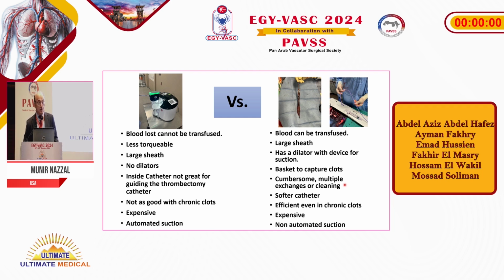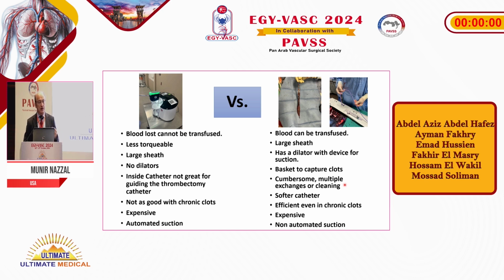The basket to capture clots is much better than suctioning in our hands, and many other groups agree, not only us. It is cumbersome though. It takes a much longer time than the Penumbra. The catheter is softer than the Penumbra. It is efficient with chronic clots. You can remove really good chronic clots.